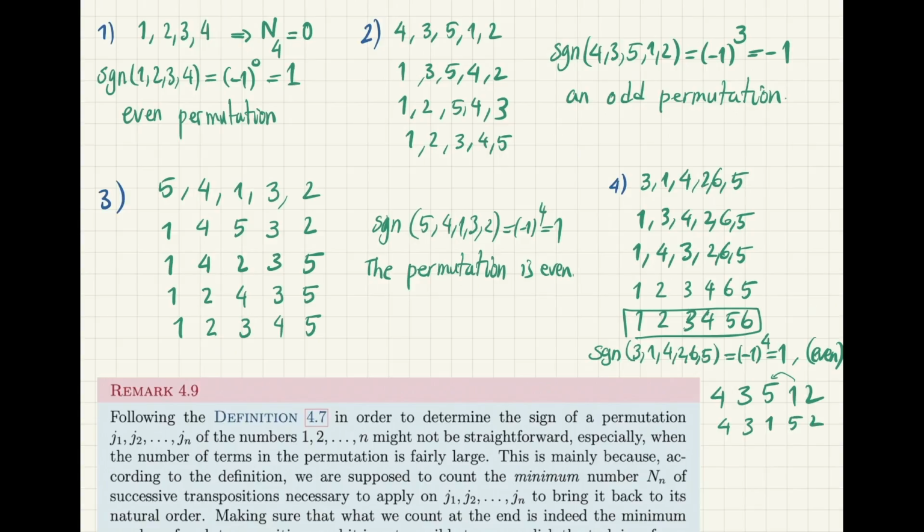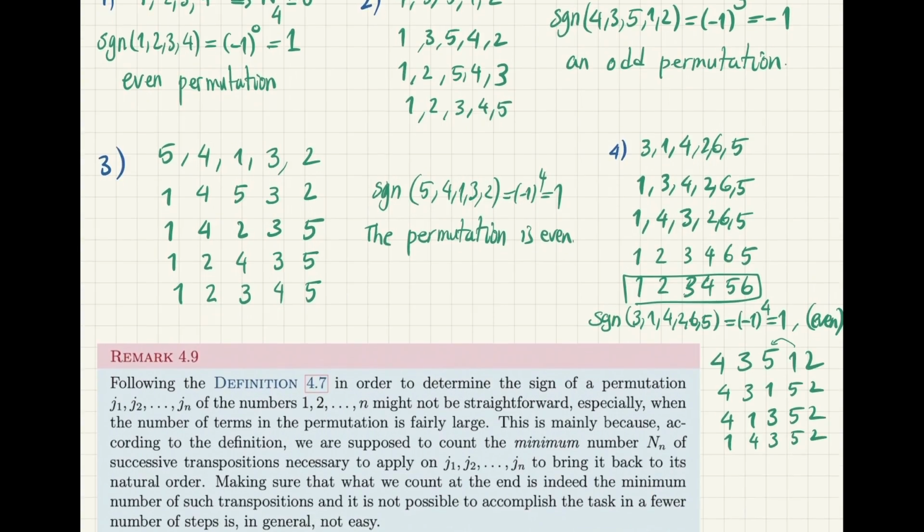Then you interchange 1 with 3. It becomes 4, 1, 3, and then you have 5, 2. Then for example you interchange 1 and 4, it becomes 1, 4, 3, and 5 and 2. Then you say that okay, I interchange 2 with 4, it becomes 1, 2, 3, 5, and 4, and finally you interchange 4 and 5. Then finally you got your permutation in its natural order.